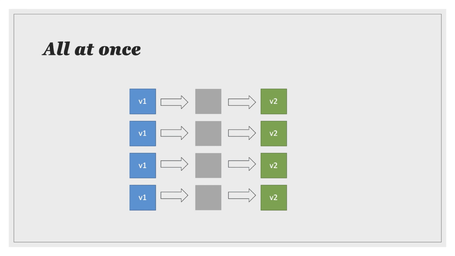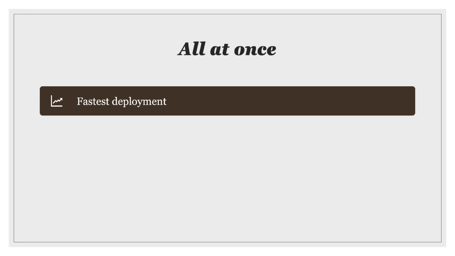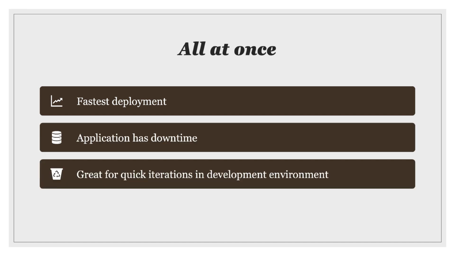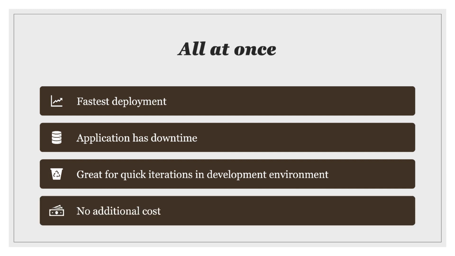But over here, there's a downtime, because before your instances are updated with the latest version of your application, there's a downtime. So this is the fastest deployment of the entire lot, but the application has some downtime. It's great for quick iterations in a development environment. And there's no additional cost. So these are the features and benefits of this update strategy.